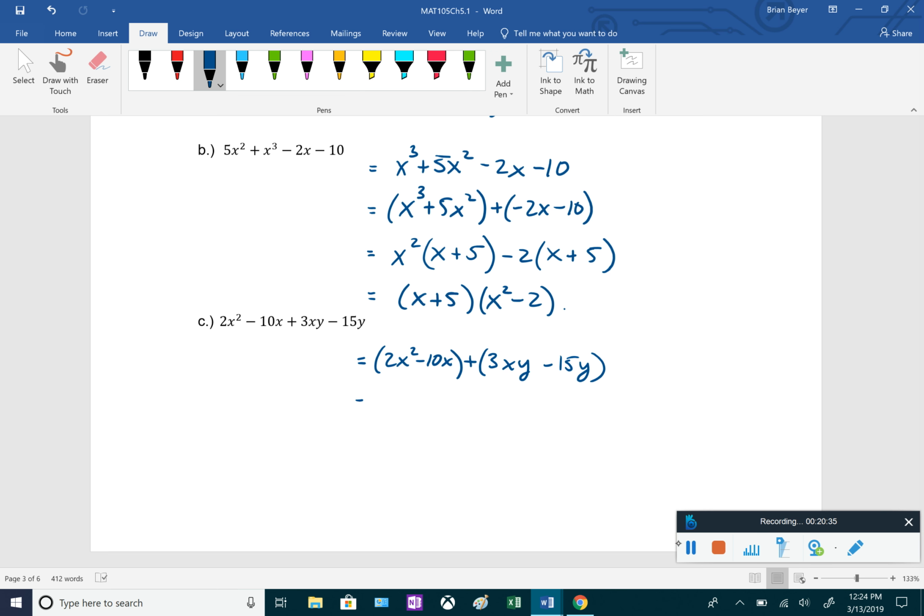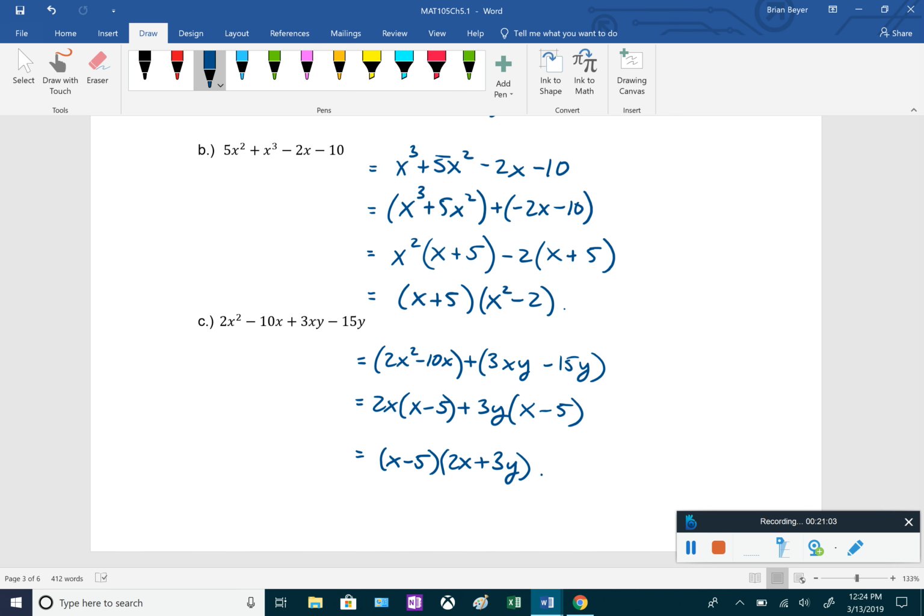Factoring out the GCF from that first group is going to be 2x. We're left with x minus 5. The GCF of the second group is going to be 3y. That means we're left with x minus 5, which we know is what we wanted because that's what the first one was. So now we can factor out the x minus 5, and we're left with 2x plus 3y.